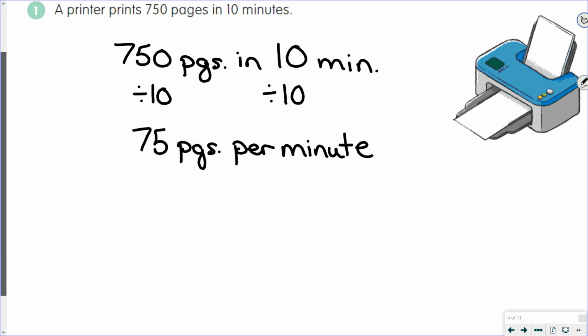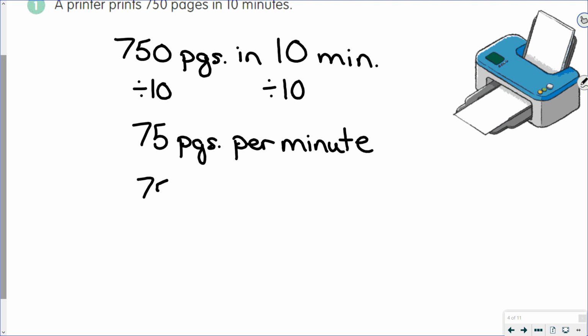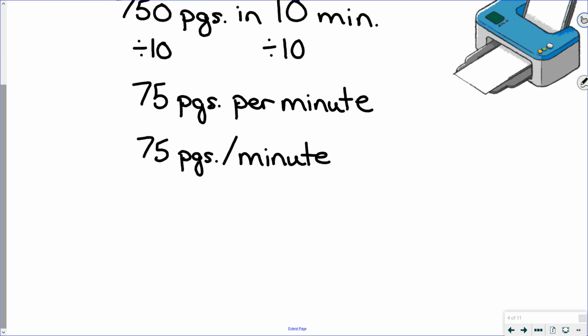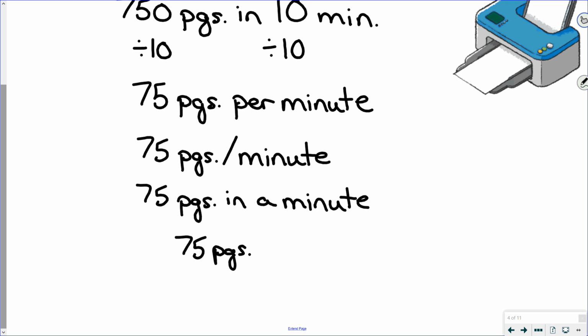Okay. Other ways that you can write this answer are 75 pages per minute, and if you want to abbreviate minute to MIN, you can do that as well. You could say 75 pages in a minute, or you could even take out the word a and put in 1, so 75 pages in 1 minute, or you could do 75 pages per minute.